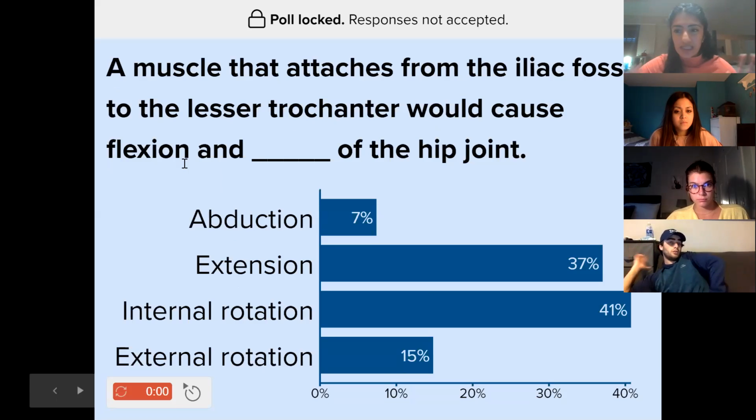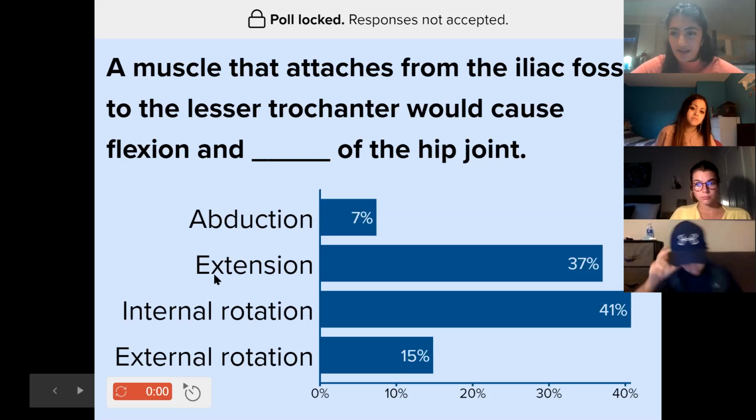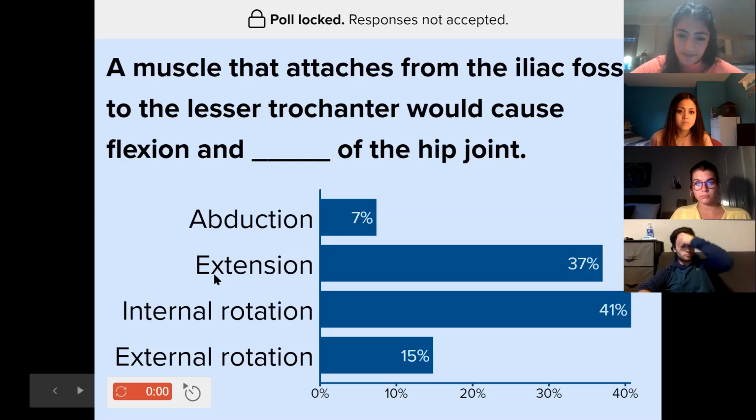Antagonistic muscles, or muscles that do the opposite things, will do the opposite motions, but the same muscle cannot do the opposite motion, right? So we know flexion and extension are opposite. It cannot be extension. We can just cross that off immediately. Are we seeing how to break down questions like this? Does anyone have any questions?